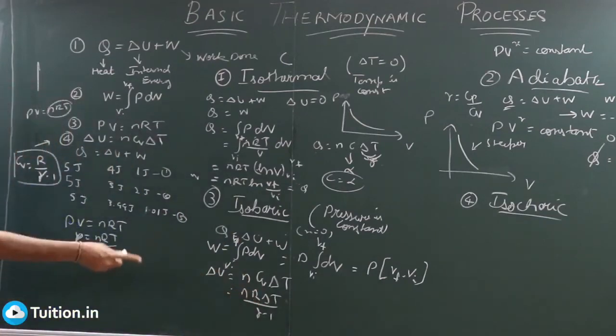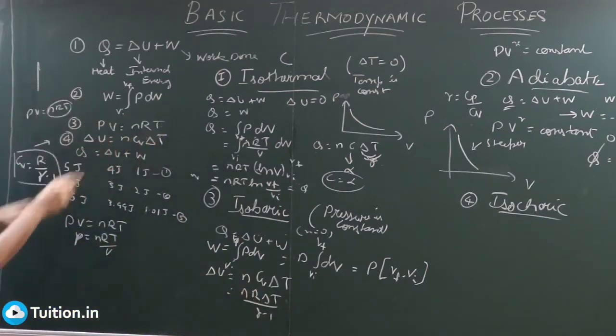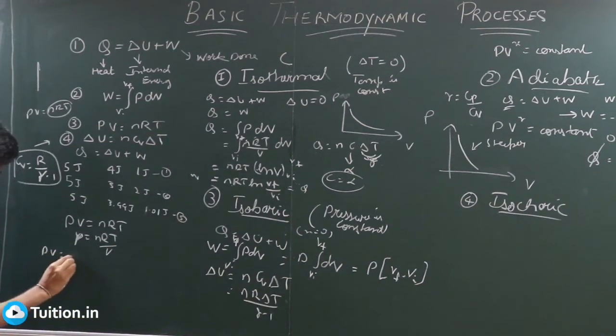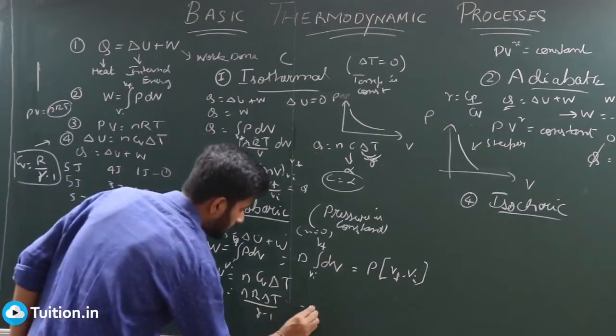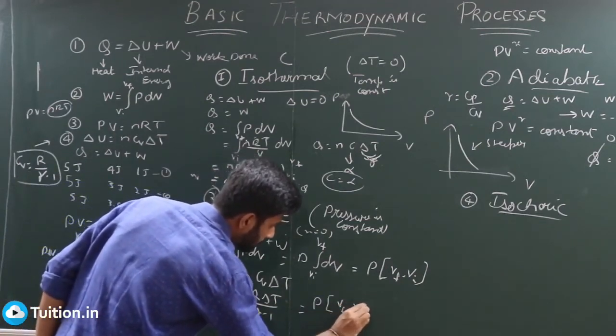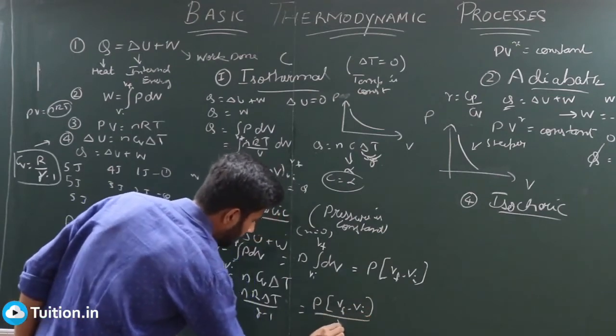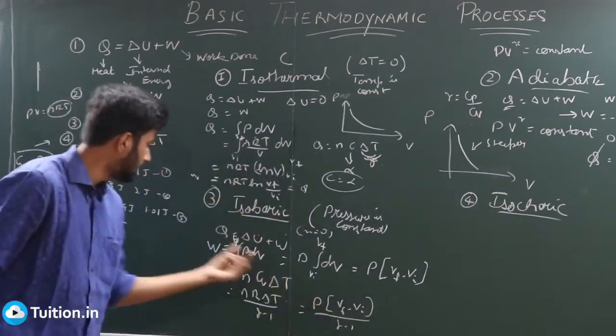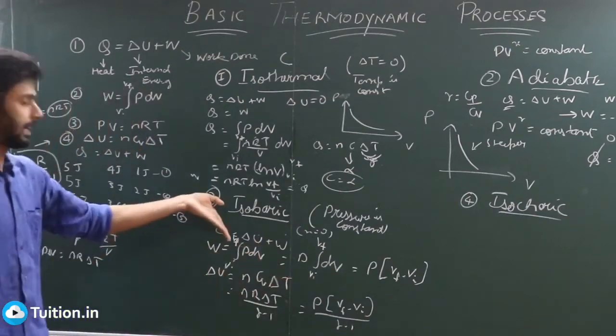And nR delta T also can be extracted from the equation PV equals nRT. So if I write nR delta T, I can write it as P delta V, because we know that P will not change, only V will change. So this is nothing but P into Vf minus Vi, divided by gamma minus 1. This is my internal energy, this is my work done. Using these two I can get Q also, right?